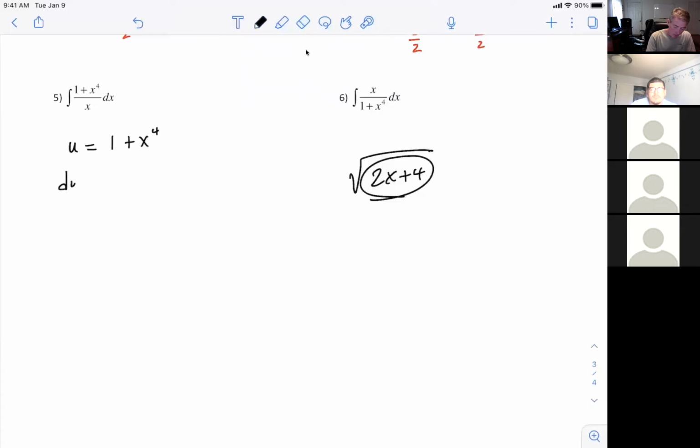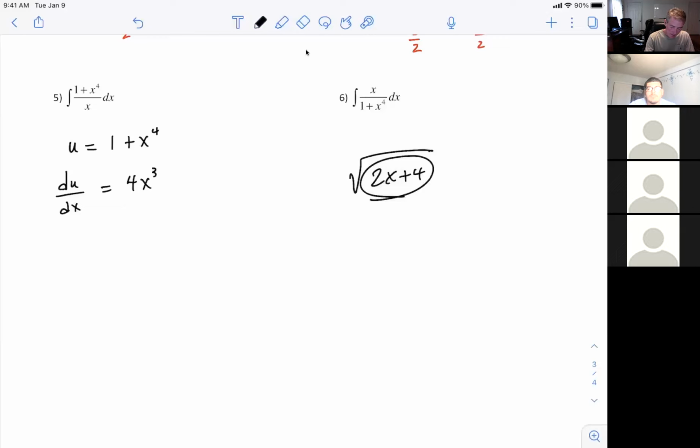Well, take the derivative of that. And the derivative is going to be 4x cubed. And at that point, my brain goes, I don't really think that's such a good idea because there's no x cubed in this problem.